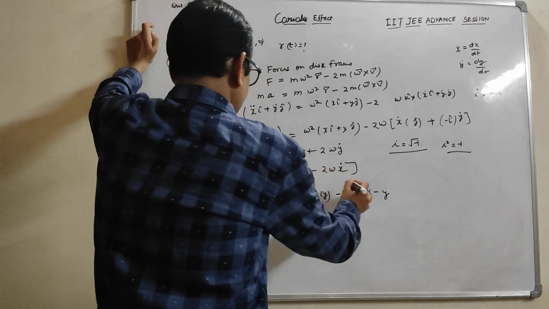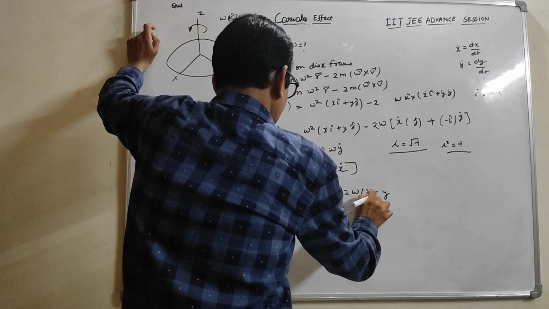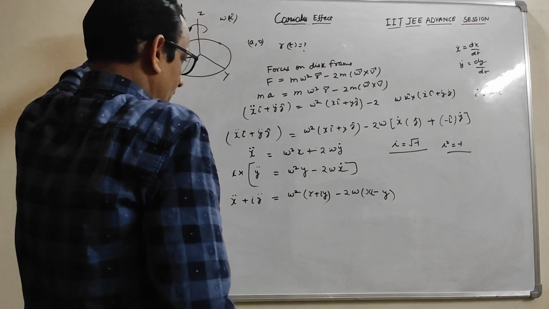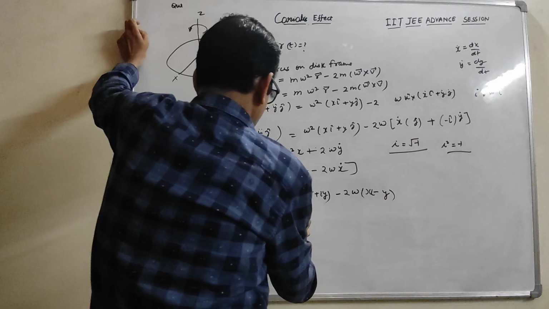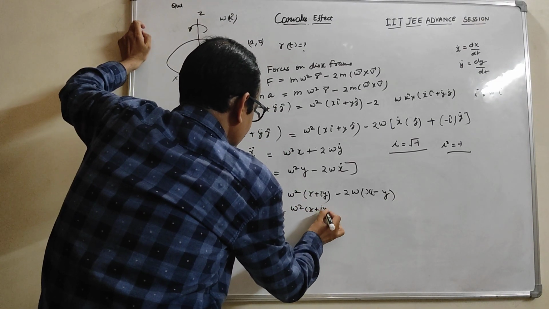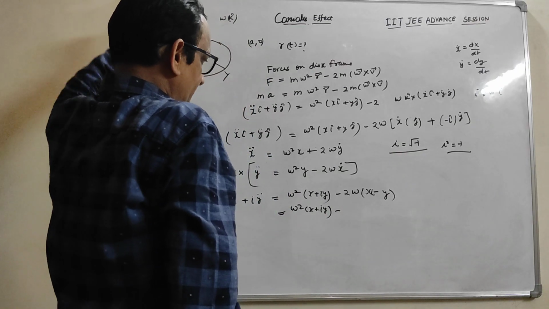This would be i. So xi minus y. So this would be omega square (x plus iy) minus (x plus iy).